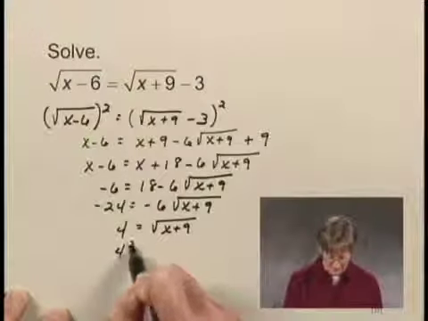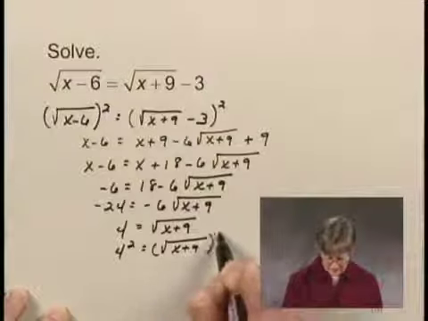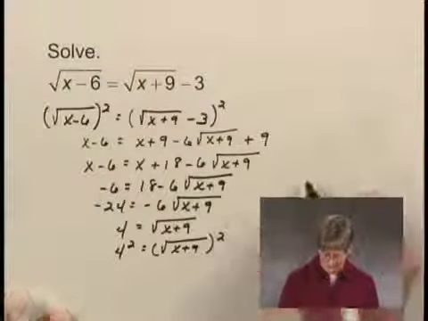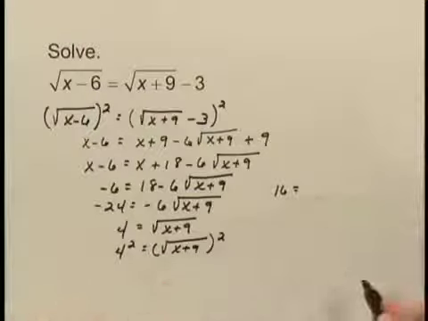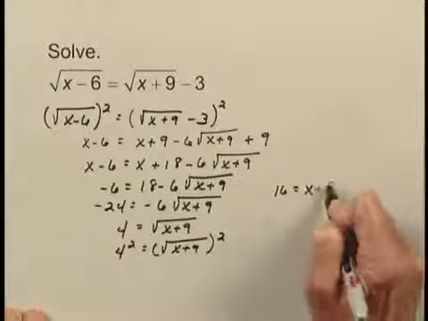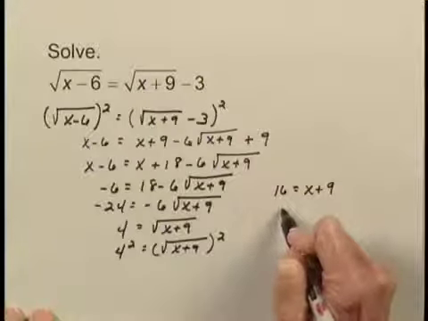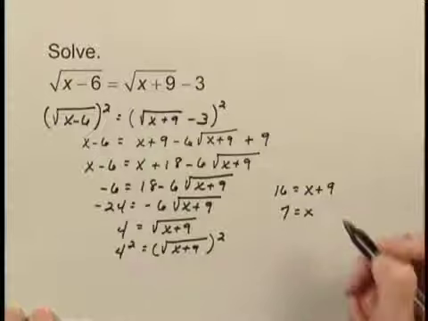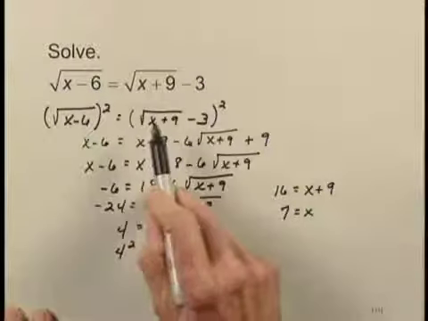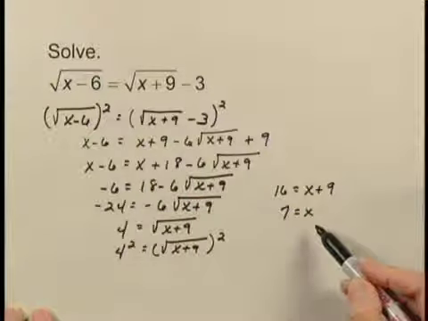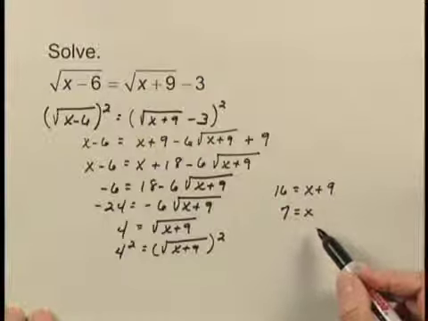I'll get 4 squared equals the square root of x plus 9 squared. And let's go over here to finish this. 4 squared is 16. And the square root of x plus 9 squared is x plus 9. And now I need to subtract 9 on both sides, and I get 7 is equal to x. And you should go back and check this value for x in the original equation. If you do, you find that you get a true equation. So we can say that the solution of this radical equation is 7.